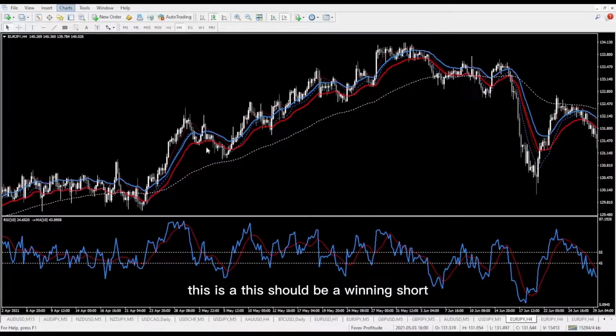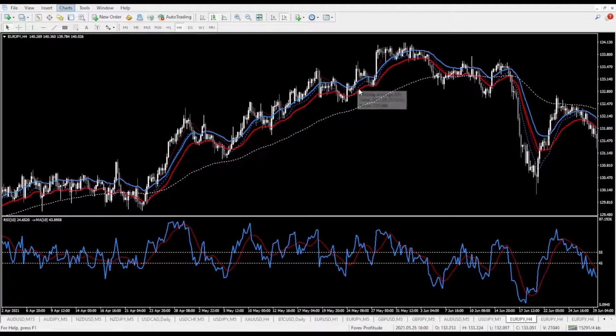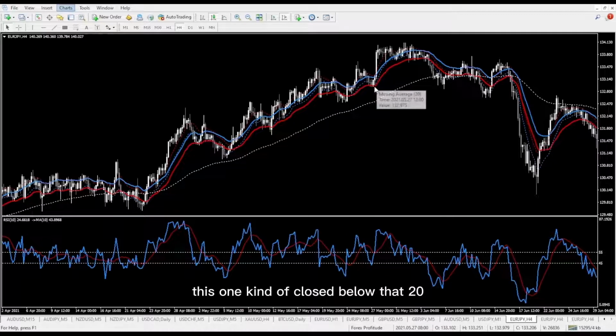This would be a winning short, but again, it's a little bit riskier. This is a losing short. This is also a losing short. This is a losing short in here. There could be a short in here. If I zoom in, maybe this one candle closed below that 20.